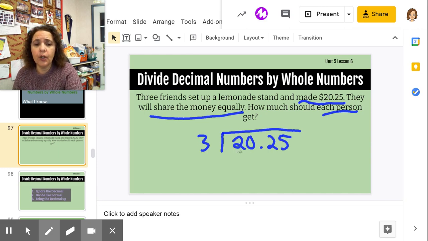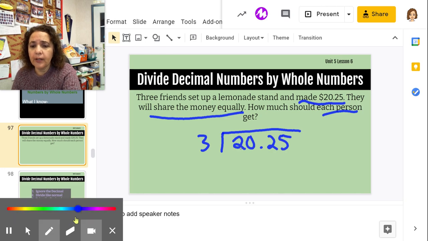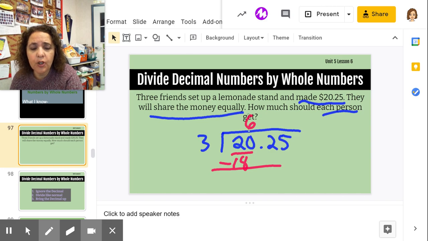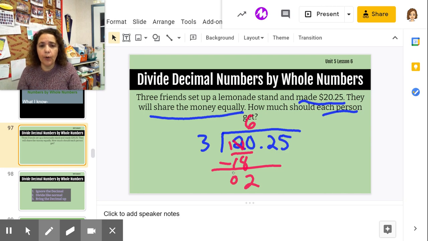So 3 doesn't go into 2, right? So then I have to look at the 20. 3 goes into 20 how many times? 3 times 6, because 3 times 6 is 18. We put a 6 here, and this is a minus 18. Remember, I put the 6 here because that's the last digit that I divided into. I have 0, I can't take away 8, so I got to borrow. 10 take away 8 is 2. 1 take away 1 is 0. Is 2 less than 3? Yes, then I did it right.